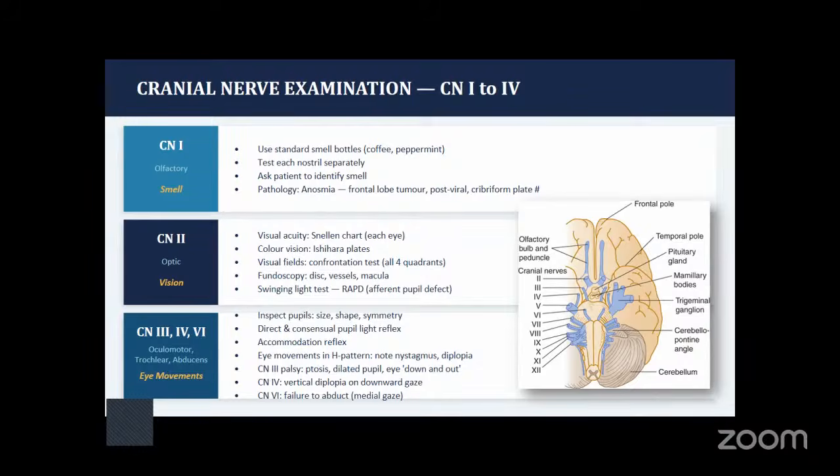you should have asked for changes in smell if the patient was presenting with something pointing to that. For the optic nerve examination, we'll assess the visual acuity, color vision using Ishihara, visual fields using the confrontation test, fundoscopy, and the swinging light test. So the reflex here we are testing is the pupillary reflex, and you need to understand the arc of that reflex. That will include oculomotor nerve.